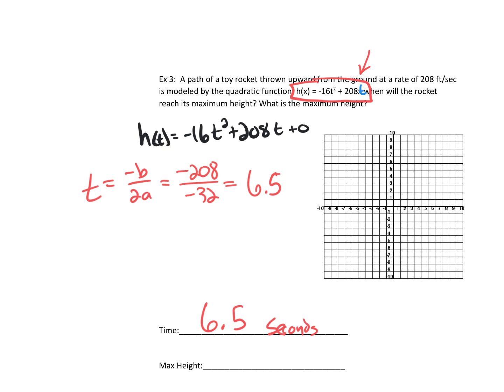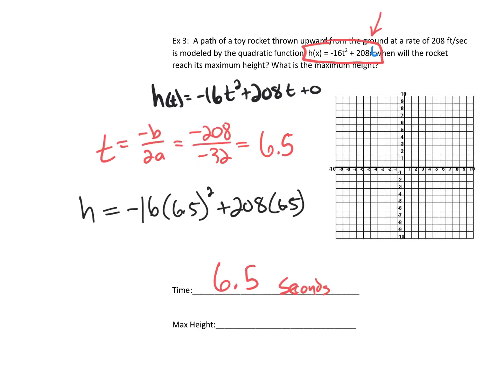So now we just need to plug that back in for our t variable. To find our height, we have negative 16, then in parentheses we're plugging in our 6.5. Close the parentheses before we hit our squared key, plus 208, and then once again we plug in our 6.5. When I type this whole right side into my calculator, that gets me my maximum height. In this case, I came up with 676 feet.